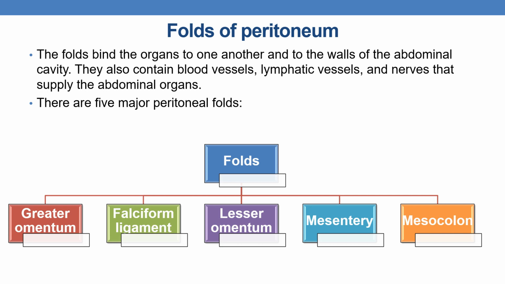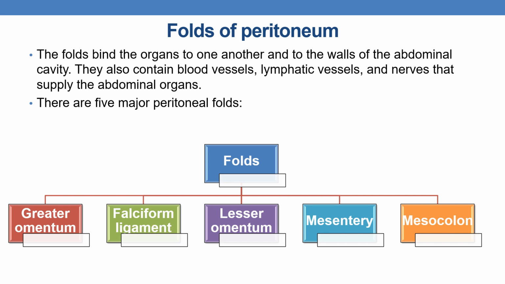What is the function of peritoneal folds? They bind the organs to one another and to the walls of the abdominal cavity. They also contain blood vessels, lymphatic vessels and nerves that supply the abdominal organs.